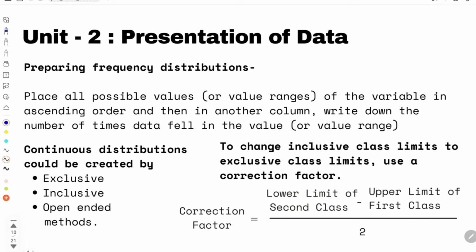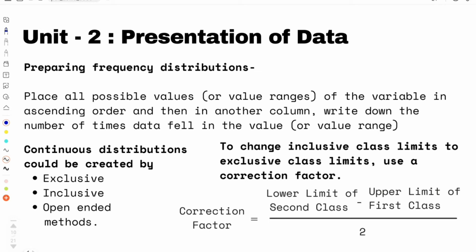Now, next we saw how we can prepare a frequency distribution. That is, we have to place all the possible values or value ranges, if it is a continuous distribution, in ascending order or maybe in descending order, depending upon, but it should have an order. And then in the other column, we write down the number of times data fell in that value or value range. That is the frequency. So a frequency distribution is nothing but a table having all the possible values in one column and its corresponding number of occurrences, that is frequency, in another column.